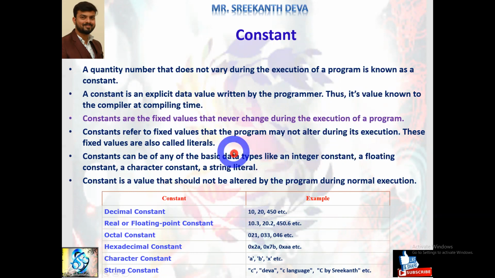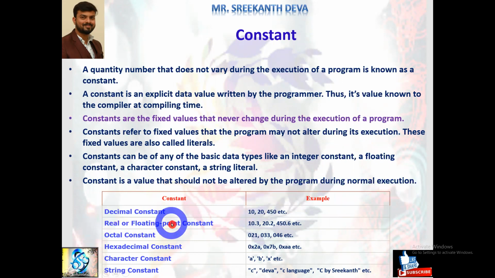Constants refer to fixed values that the program may not alter during its execution. These fixed values are also called literals. Constants can be of any of the basic data types like integer constants, floating point constants, character constants, and string literals. A constant is a value that should not be altered by the program during normal execution.